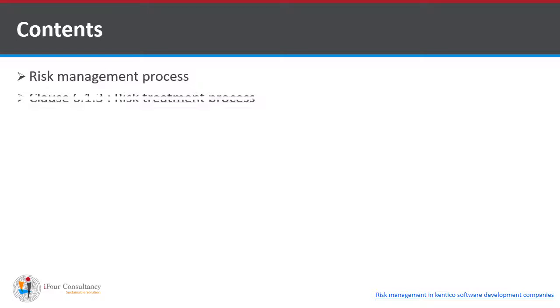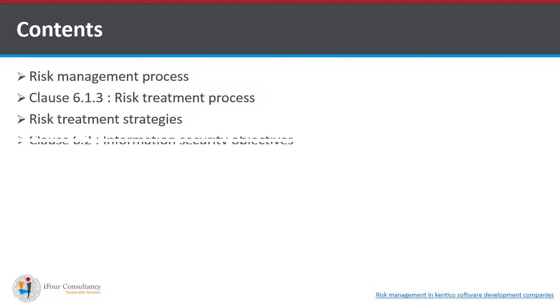In this presentation, we are going to cover the risk management process, Clause 6.1.3, that is the risk treatment process, risk treatment strategies, then Clause 6.2, that is information security objectives, and then last, references.